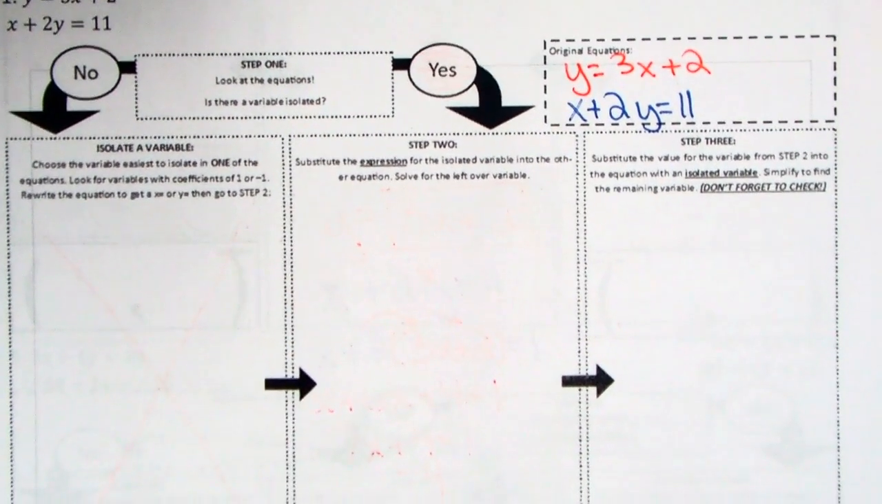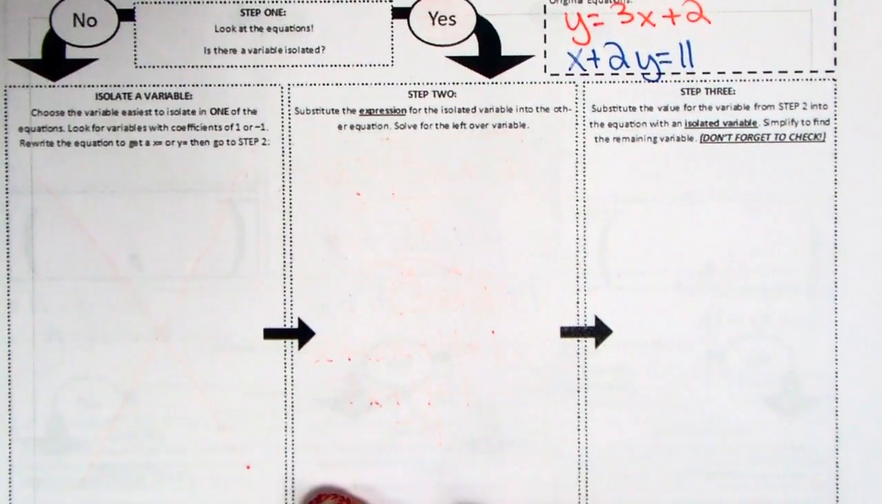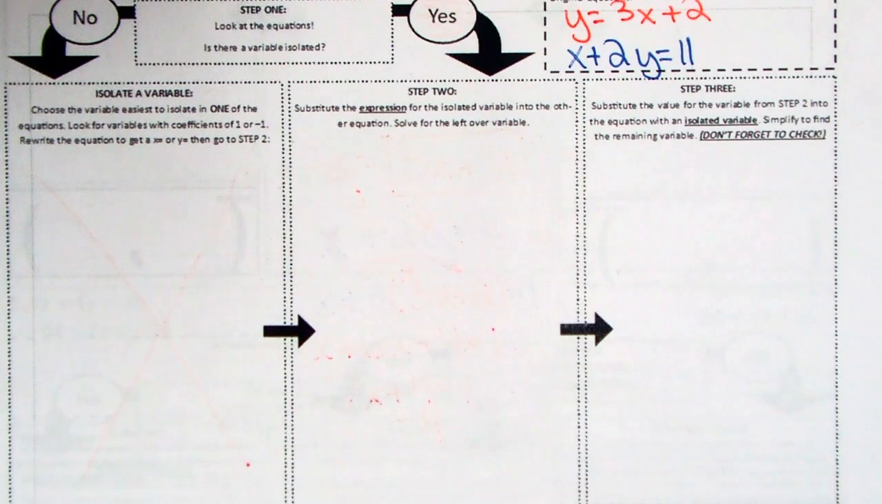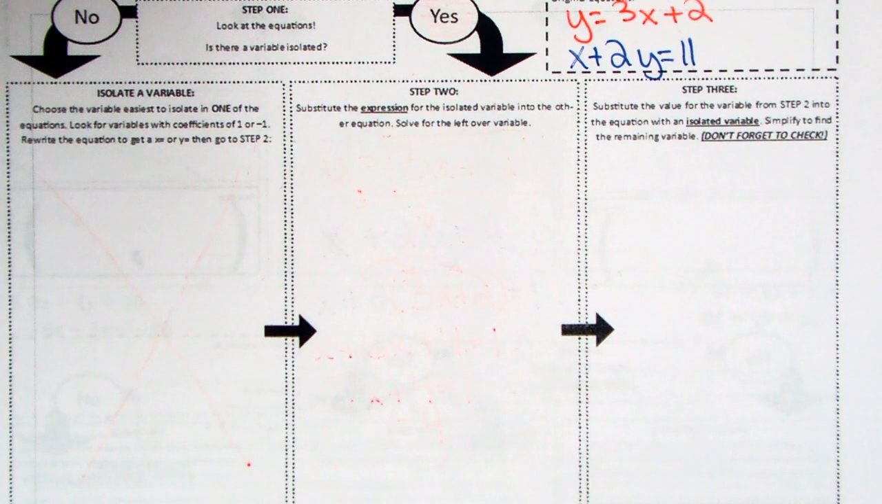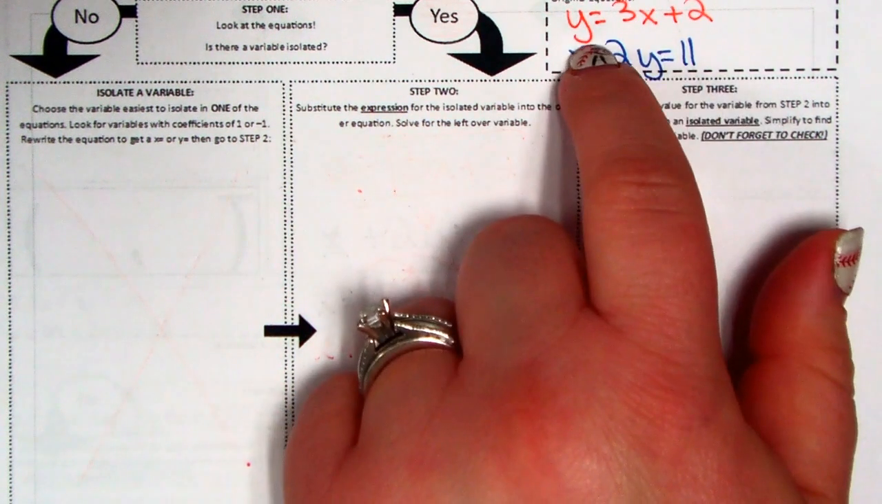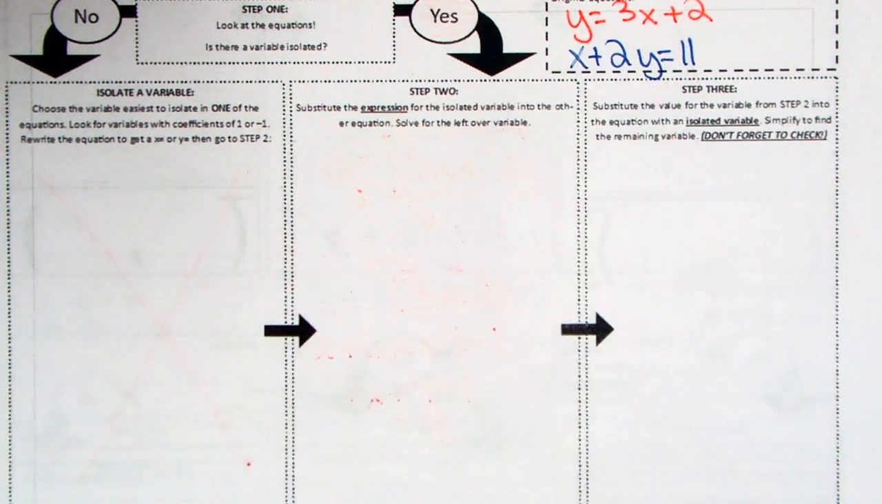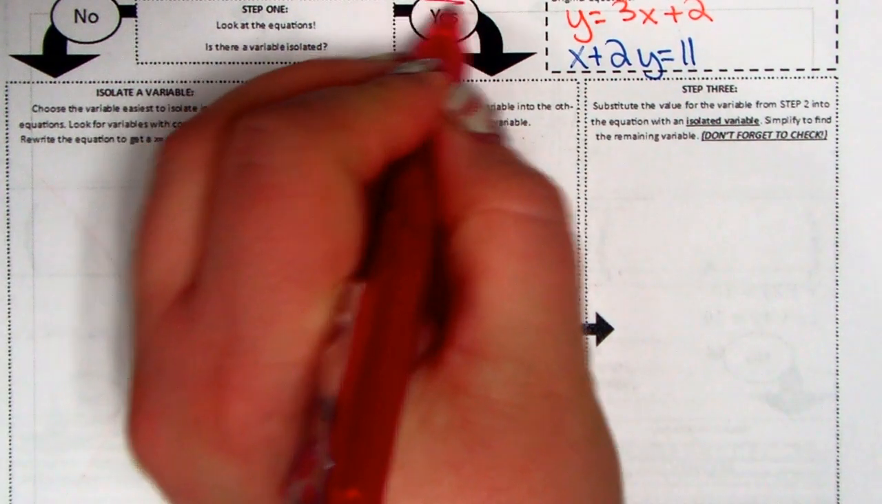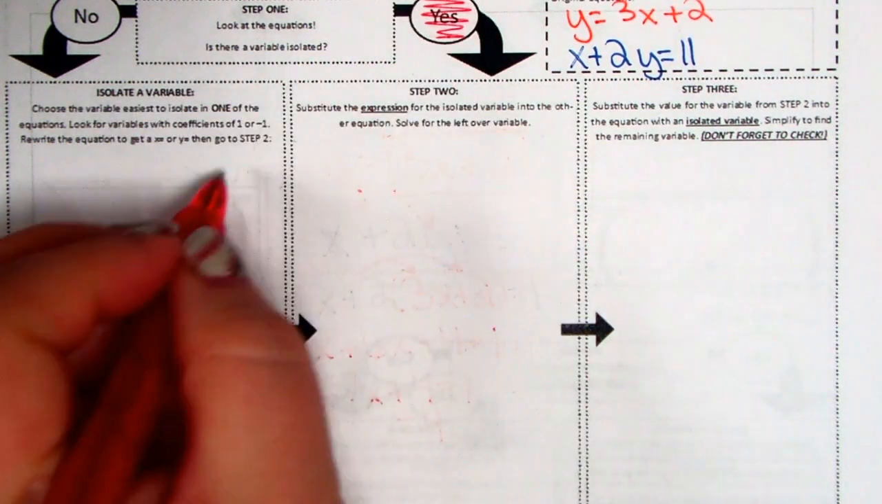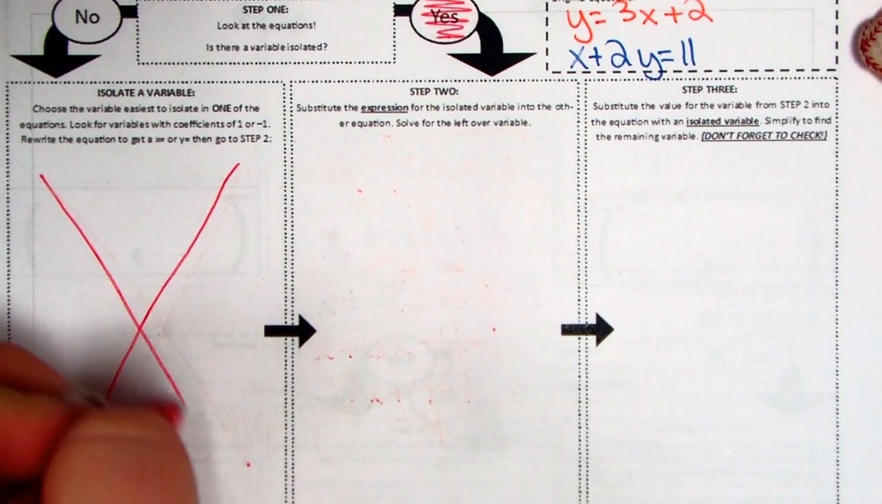Example 1. So we have our 2 equations. I wrote them in the box here for original equations. We have an orange equation and a blue equation. And our first step is to figure out if there's a variable that's already isolated or already by itself. And there is. In the orange equation, y is already by itself. So that means that I get to skip all of this first box.